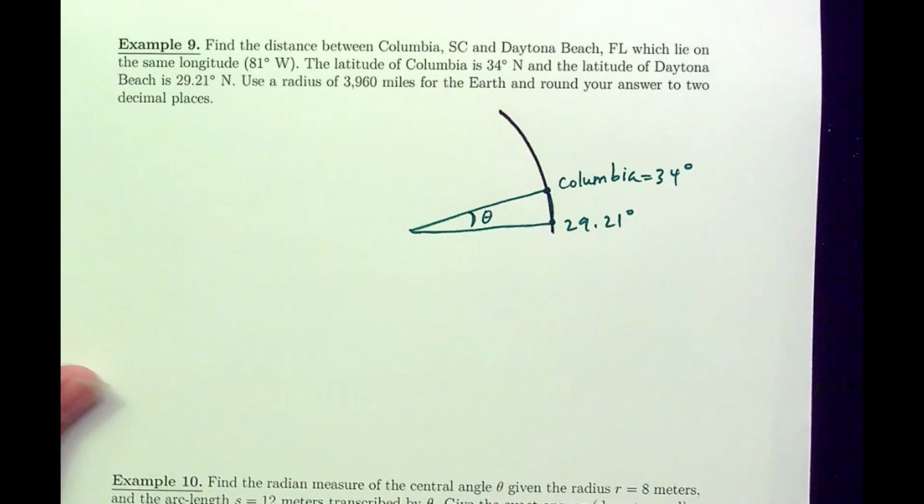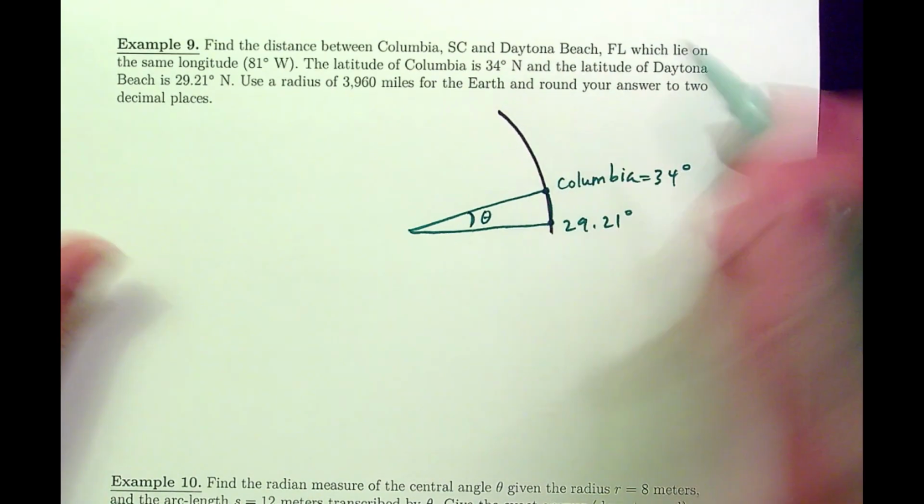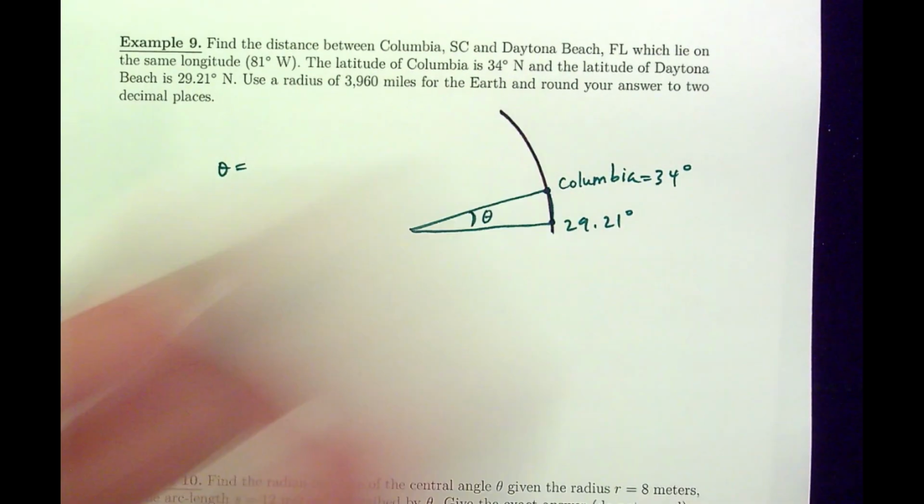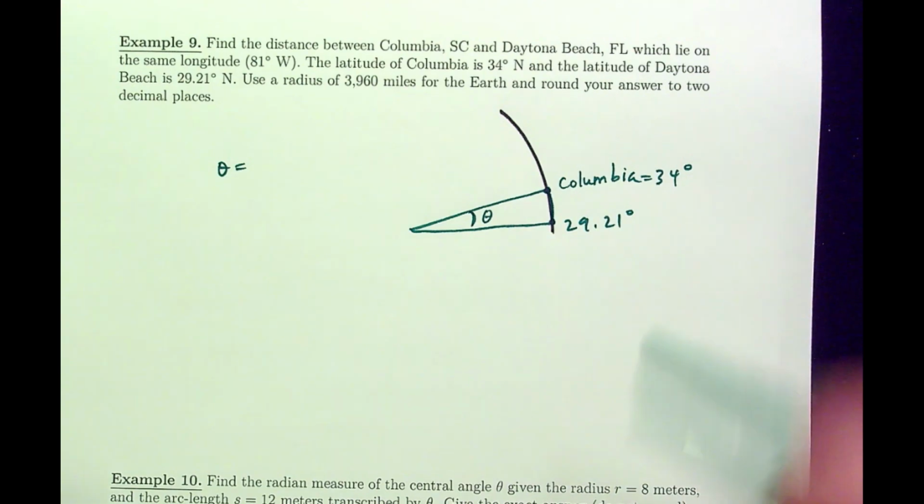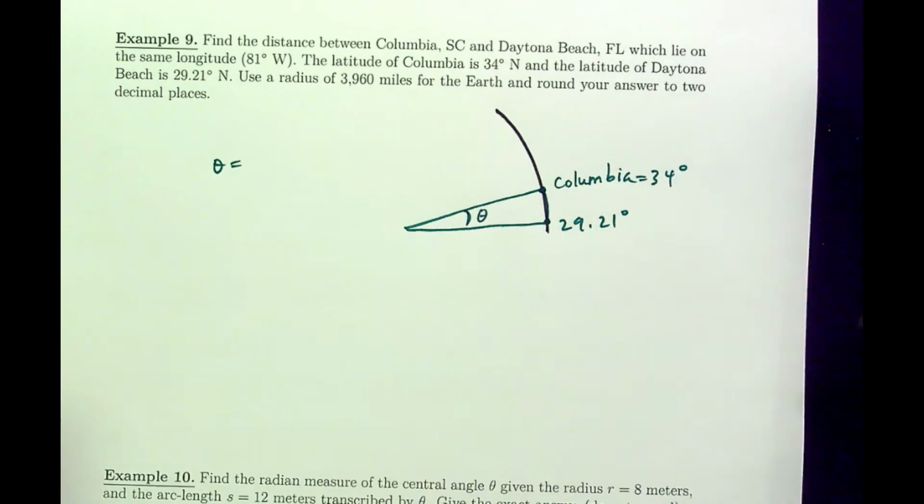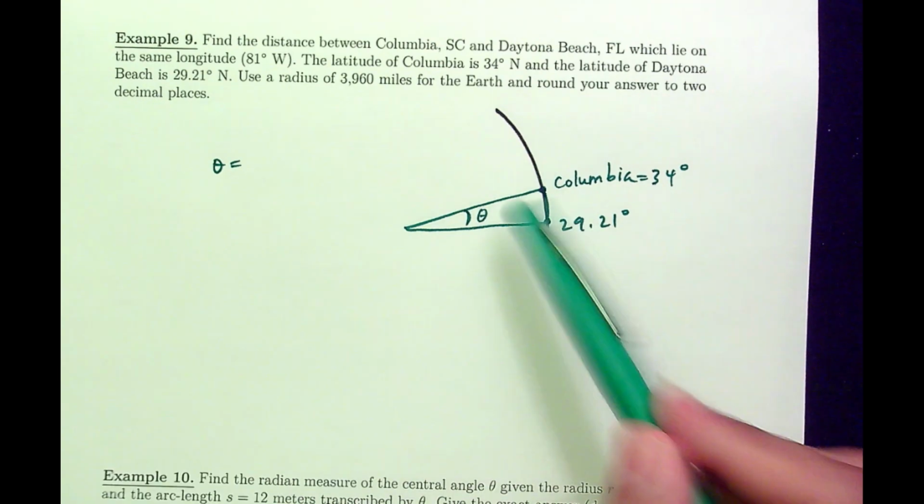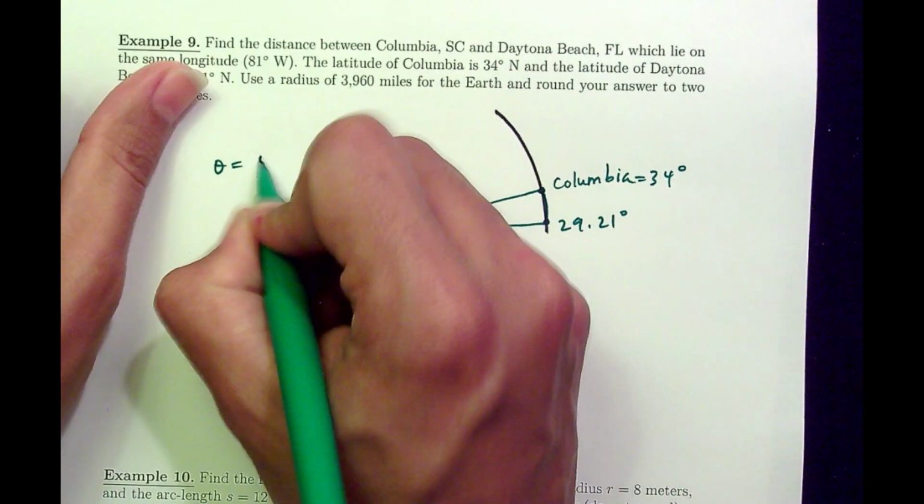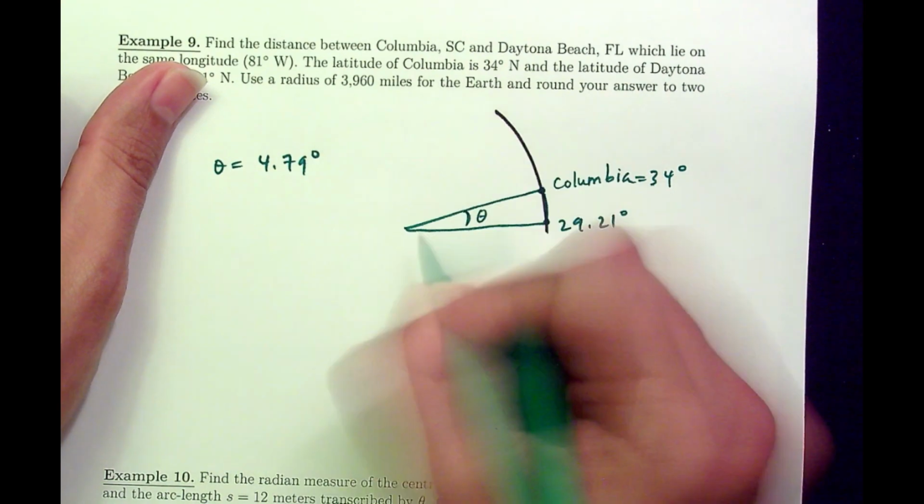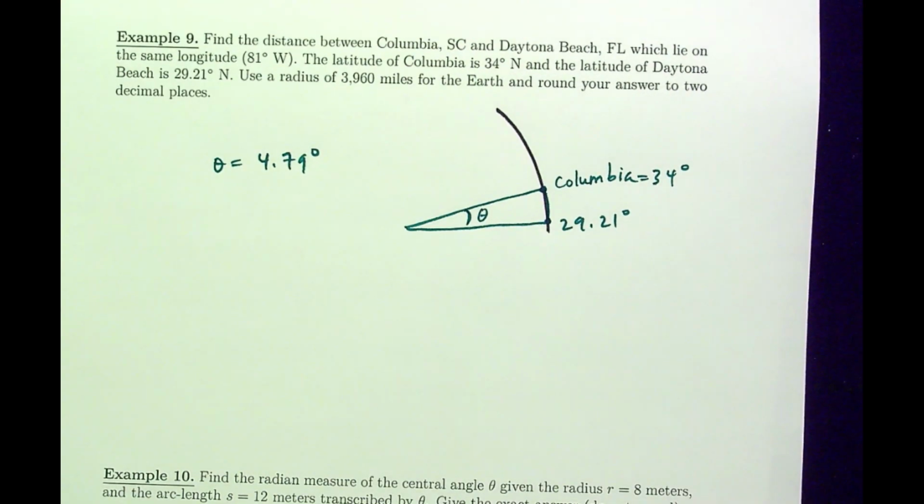But for figuring out the length of that, we just need to find that angle. Now that angle is pretty easy because that's just the difference. So we need to put this in the calculator real quick, or do it by hand. I'm going to put it in the calculator. 34 minus 29.21. We get that the difference is 4.79 degrees. So the central angle is 4.79 degrees. And now we can do the problem.